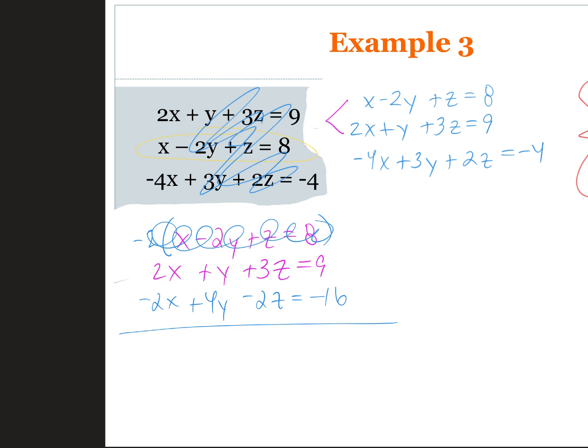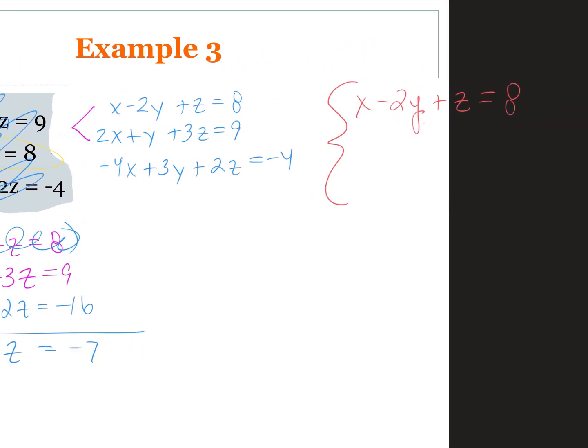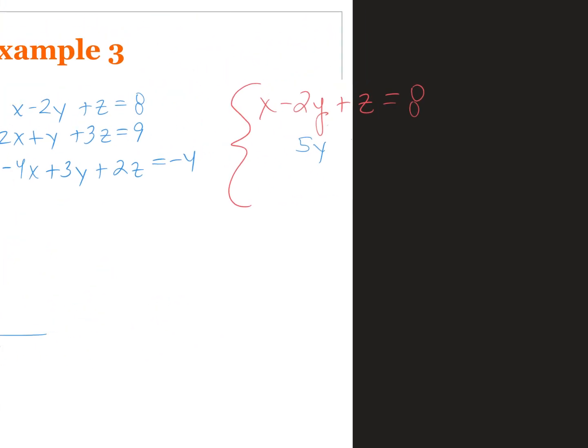So what happens with 2x minus 2x? Cancels. What's y plus 4y? 5y, okay. What's 3 minus 2? So plus 1z equals, what's 9 minus 16? Negative 7. All right. Does my second equation that we just discovered have two variables? Yeah. So there we go. 5y, right underneath here. 5y plus z equals negative 7.